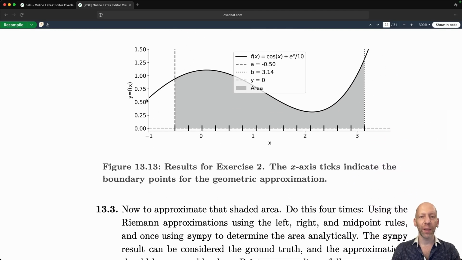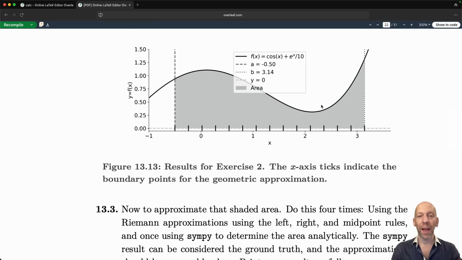So what are we looking at here? Well, here we have the function shown in the black line. This vertical dashed line and this vertical dotted line over to the right show the boundaries of integration: the lower bound of integration and the upper bound of integration. And then I've drawn as a light gray patch the area that we want to calculate. So this is the area under the curve that we want to know.